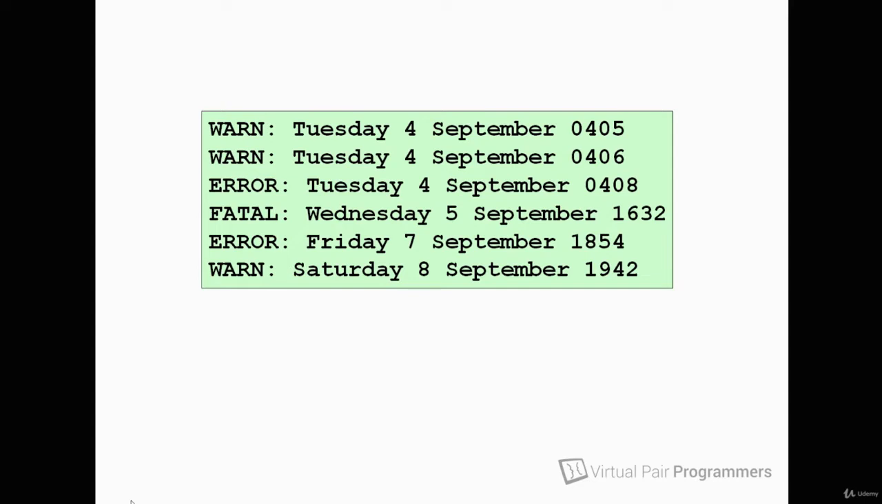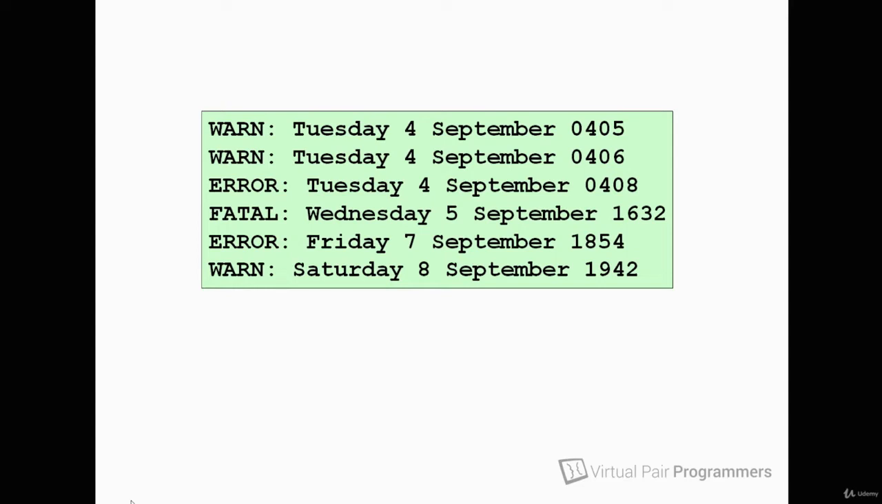We have on the left-hand side the level of logging, so that could be a warning, an error, a fatal, or whatever. And then after a colon, we have the date and time that that log was produced. So very simple and straightforward. And the requirement for this chapter is we need to count up how many warnings there were, how many errors there were, and how many fatals there were, and so on.